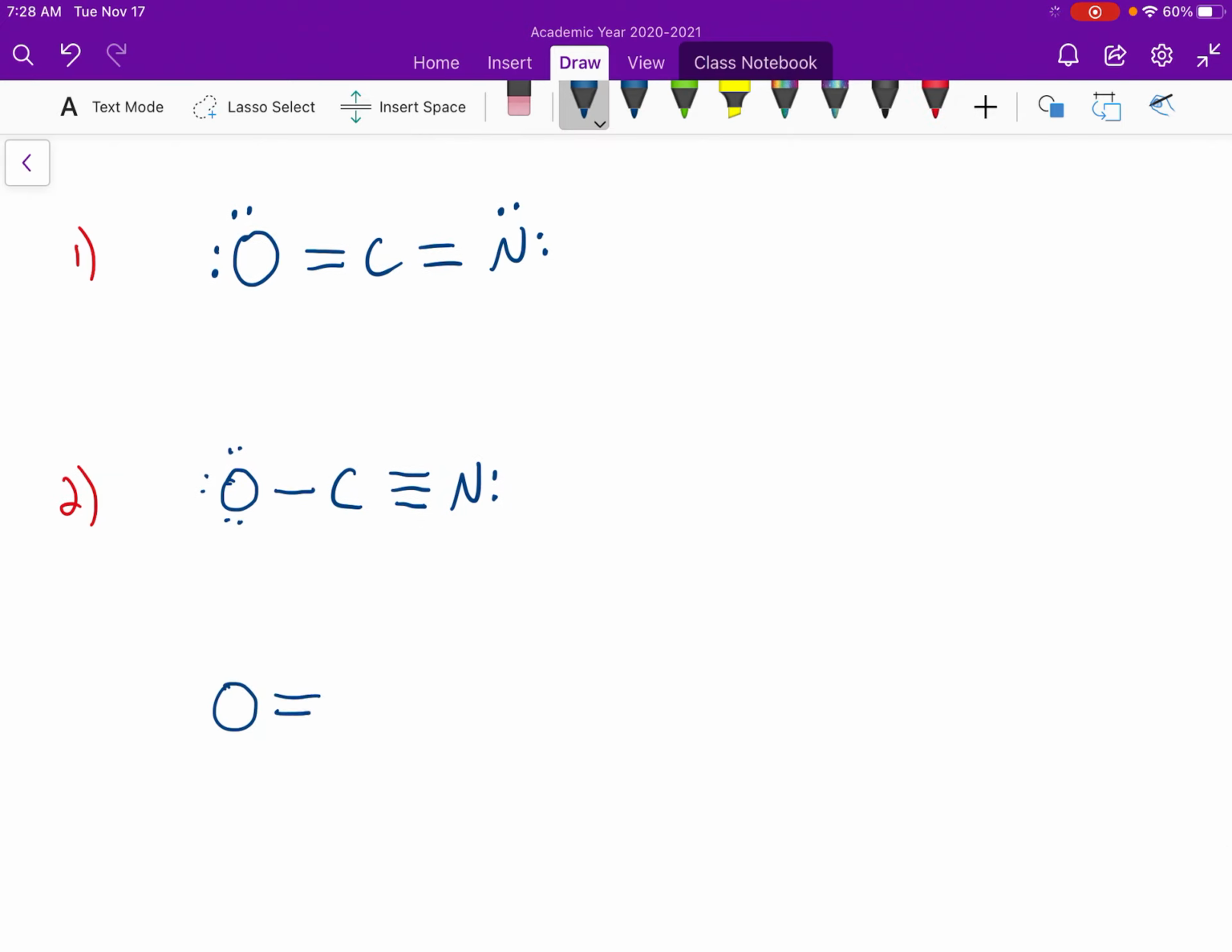Option number 3 would be to do that the other way. Oops, sorry. All right, option number 2 would be to do it this way. Right, flip it around, triple bond on the other side. Those are our 3 options. Now, of course, you could put oxygen or nitrogen in the middle potentially, but that's not following the rule of least electronegative in the middle.